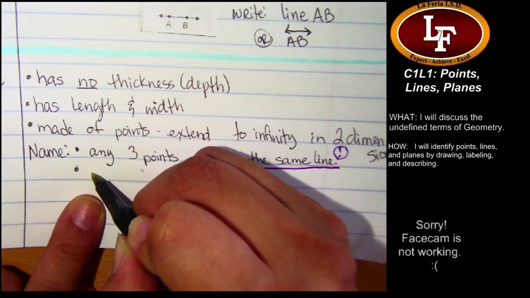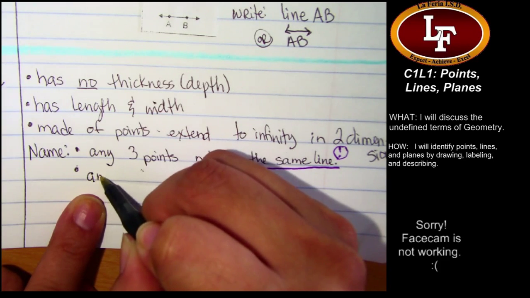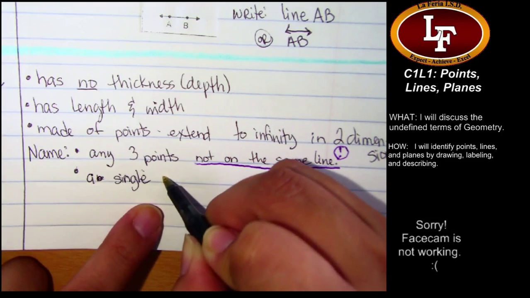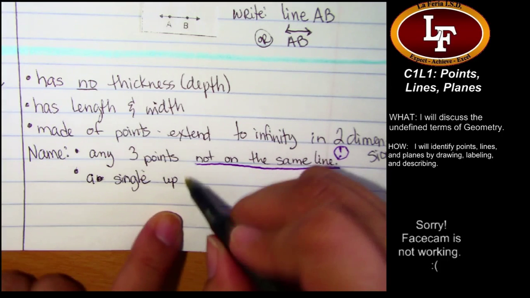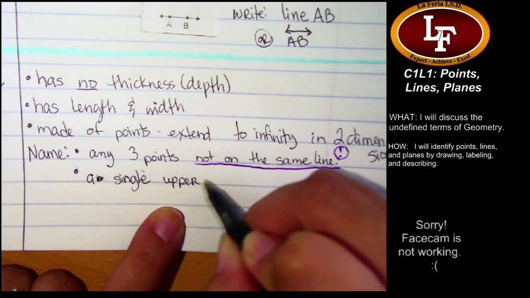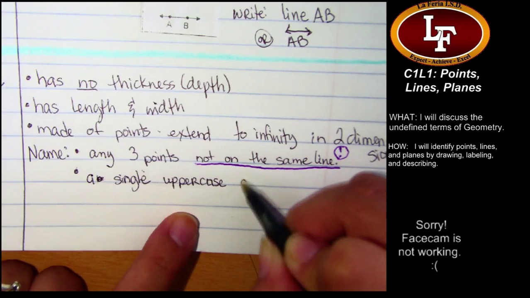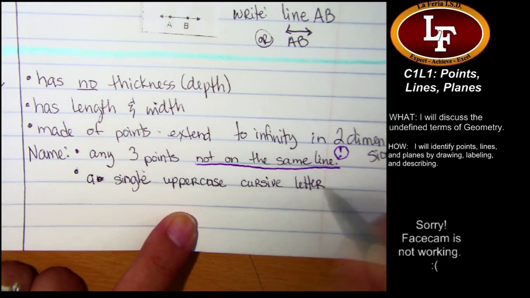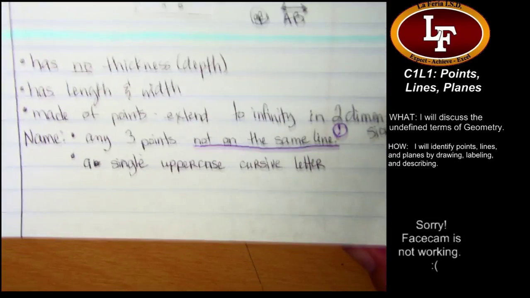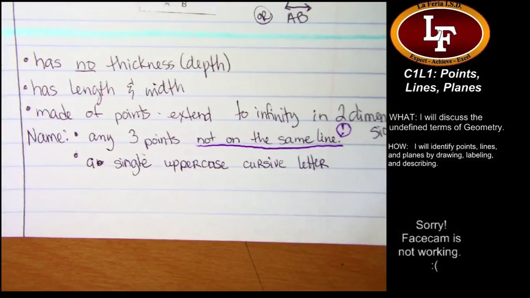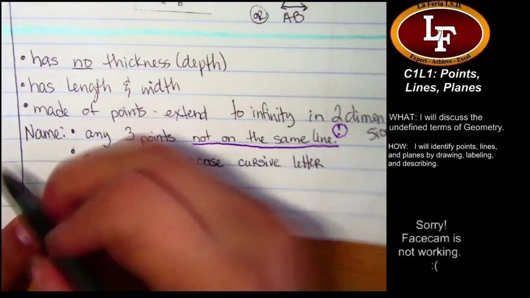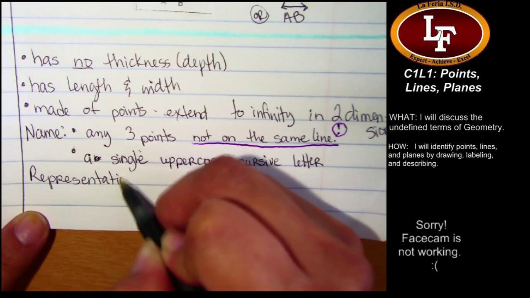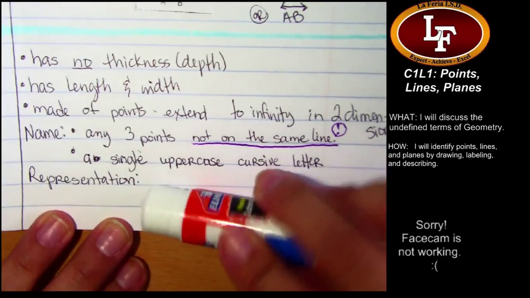Or, that was one way. You could also use a single uppercase cursive letter. Again, you have to make a difference between your cursive and your print. Find the last representation. Label that this is going to be the representation. And then glue it into your notes right here.